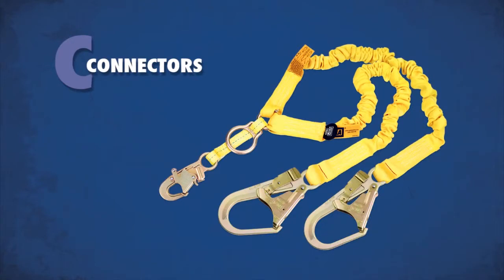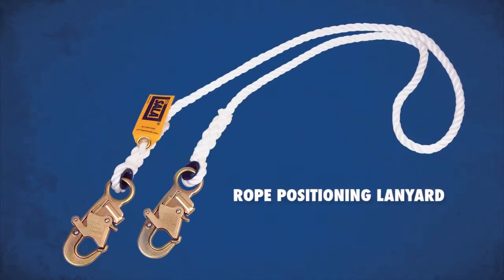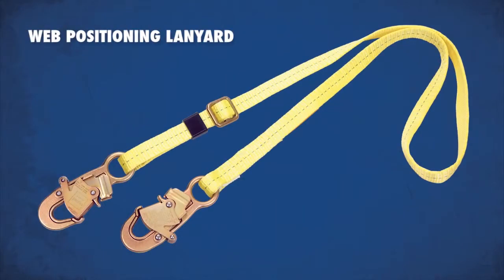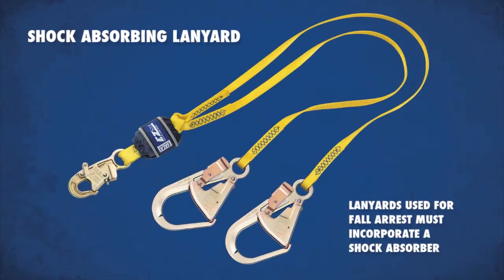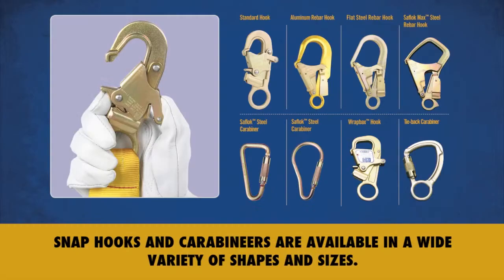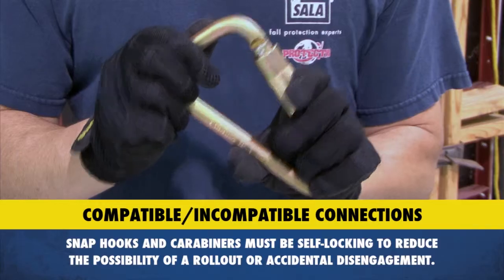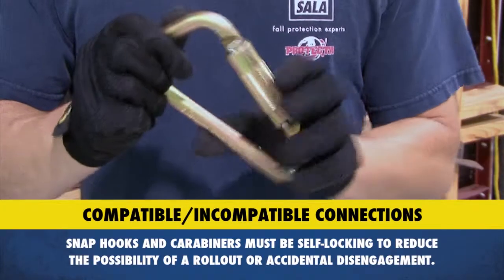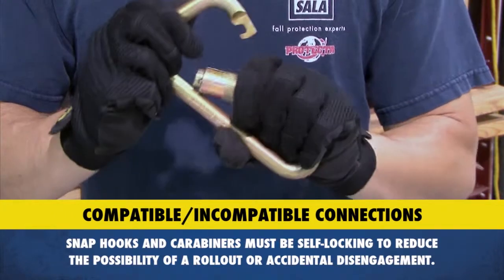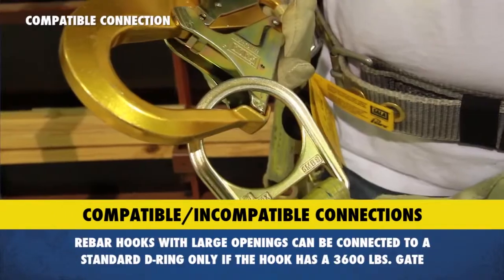Connectors, such as shock-absorbing lanyards or self-retracting lifelines, connect the worker's harness to the anchorage. Lanyards are made of rope, webbing, or cable, but when used for fall arrest, they must incorporate a shock absorber. Additional anchor connectors include snap hooks and carabiners. These are available in a wide variety of shapes and sizes, but all of them must be self-locking to reduce the possibility of a rollout or accidental disengagement.